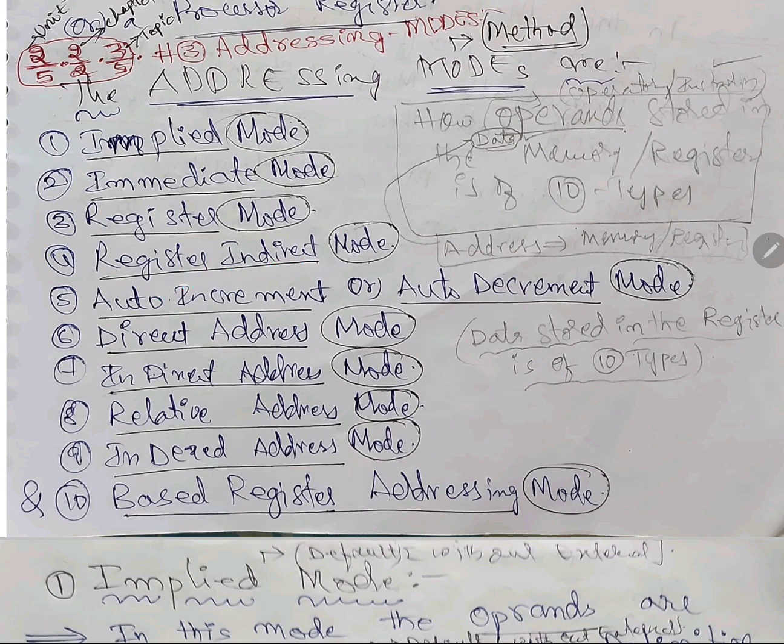And register indirect mode. Register indirect, not direct, indirect. Auto increment or auto decrement mode. Direct address mode. See, with a marker I will write so that you can understand where I am. Direct address, then immediately indirect address, so you can memorize easily. Relative address, like relation, there will be some relation. Indexed address, index, just like the index and contents in our textbook. When you go to any apartment, there will be an index.